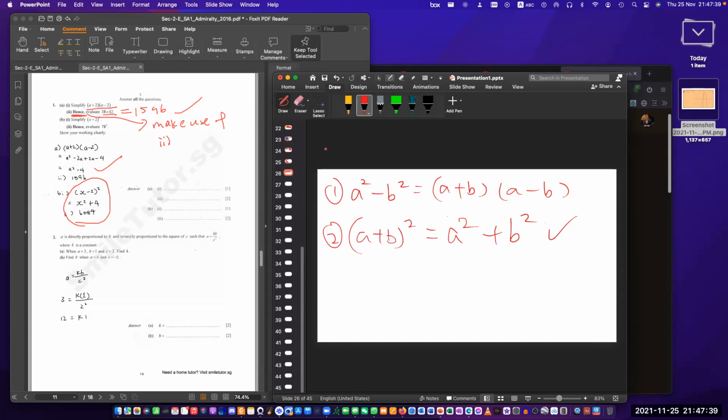Yes. No. What? Wrong. You can actually expand it yourself and see for yourself.